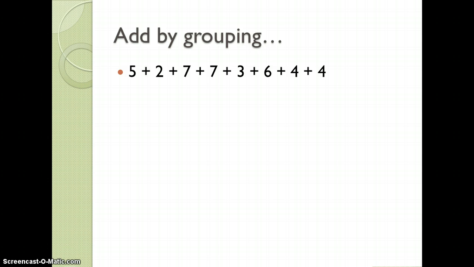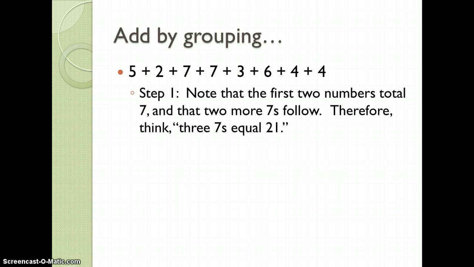Let's look at this group. We have 5 plus 2 plus 7 plus 7 plus 3 plus 6 plus 4 plus 4. Note the first two numbers total 7, followed by 2 more 7s. And we know that 3 7s added together, or 7 times 3, is 21.